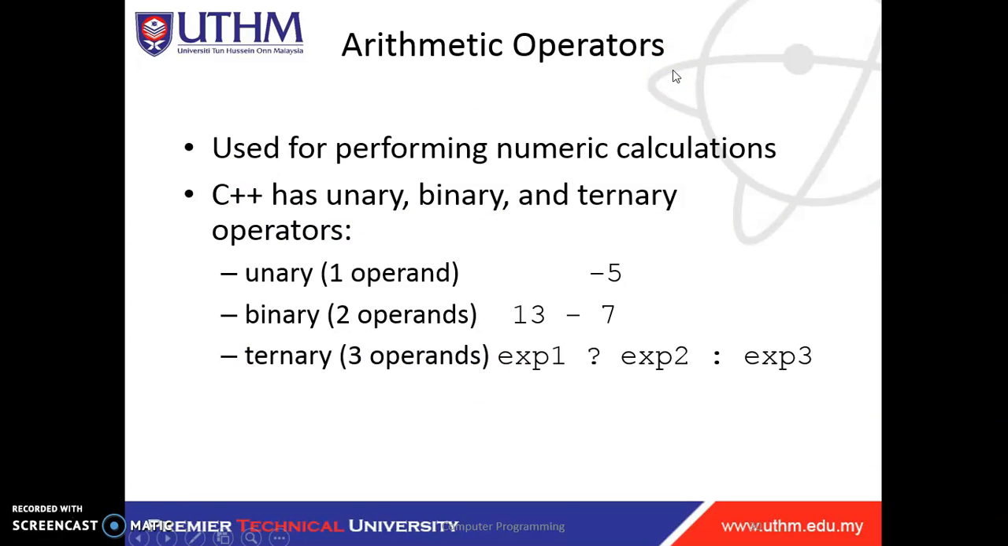Okay, so arithmetic operators are used for performing numeric calculations, either in C++ or Python and so on. You have unary, binary, and ternary operators. Unary has one operand, for example the negative numbers like -5, -3, -100. Binary has 2 operands, for example 13 minus 7. Ternary has 3 operands, so you have number 1, number 2, and number 3.